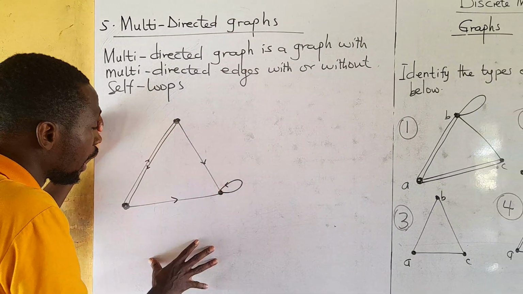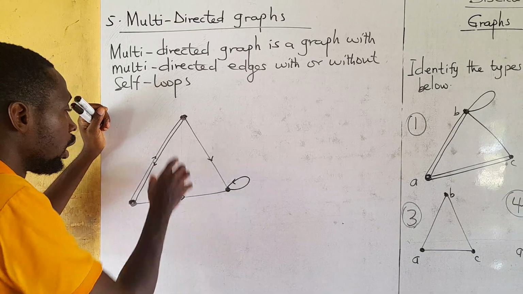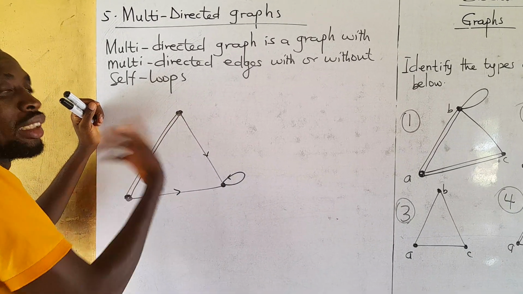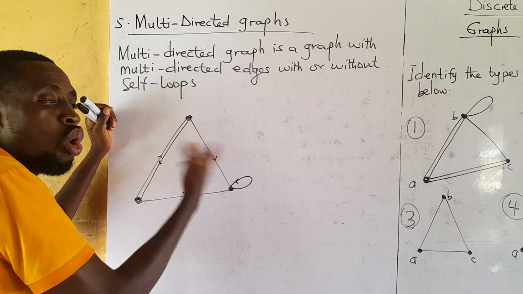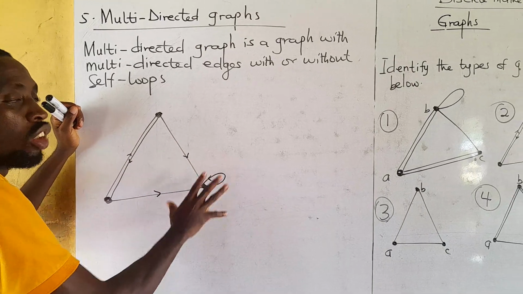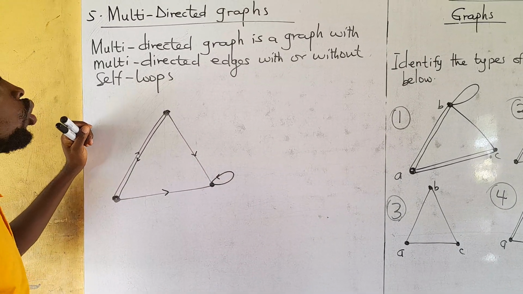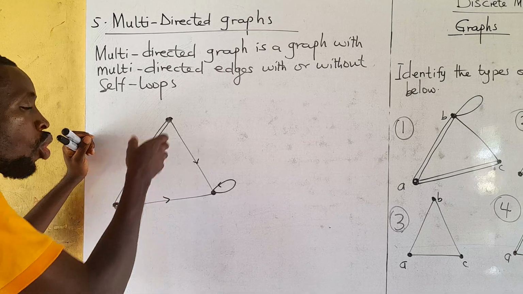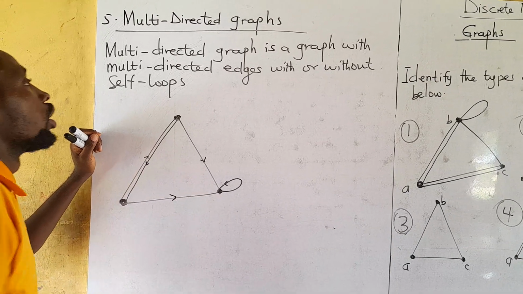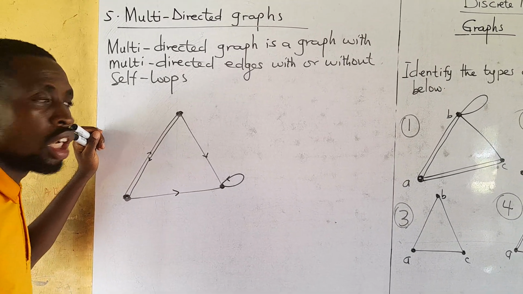You see that the edges are directed, and the edges are multiple. That means it has two or more edges, and it also has a self-loop. So when you meet such graphs that have multi-directed edges, we call them multi-directed graphs. I hope you get that.